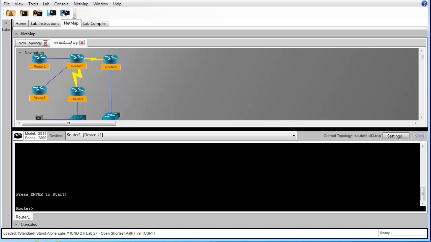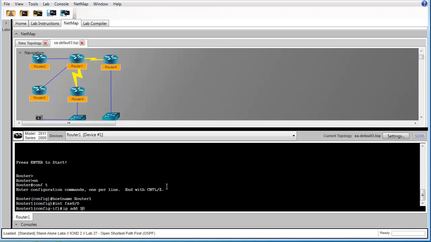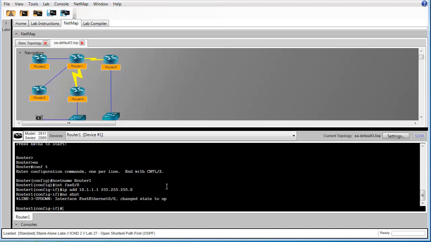Task 1 requires us to configure basic device and IP information on routers 1, 2, and 4. So I'll begin doing that on router 1. I'll start with the host name. Next I'll configure the IP address on Fast Ethernet 0/0, and enable the interface.